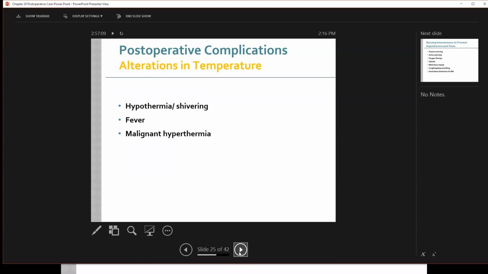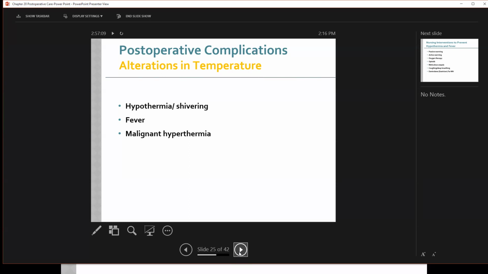Although it is often a late sign, it is characterized by a rapid rise in core body temperature to 105 or greater and severe muscle rigidity. Other signs include tachycardia, hypercarbia, metabolic and respiratory acidosis, myoglobinuria, and elevated creatine kinase levels. It is a life-threatening complication. Most cases of MH occur during general anesthesia, but the 1 hour period right after surgery, usually in PACU, is a critical time.